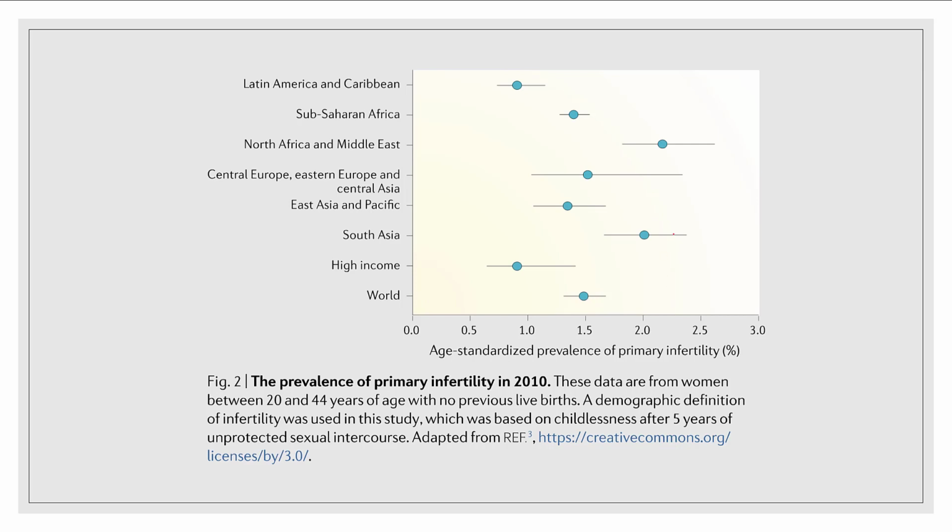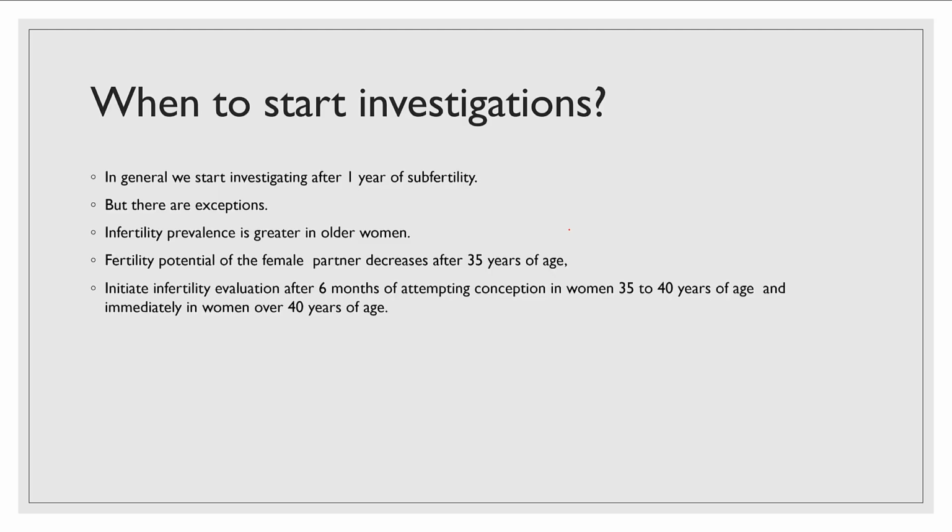In South Asia, you can see about 2%. In high-income countries, about 1%. The world over, everything put together, it's about 1.5. We can see Middle Eastern countries have a fairly high subfertility rate, and South Asia, like us, has another high rate. So when should we really start investigating?